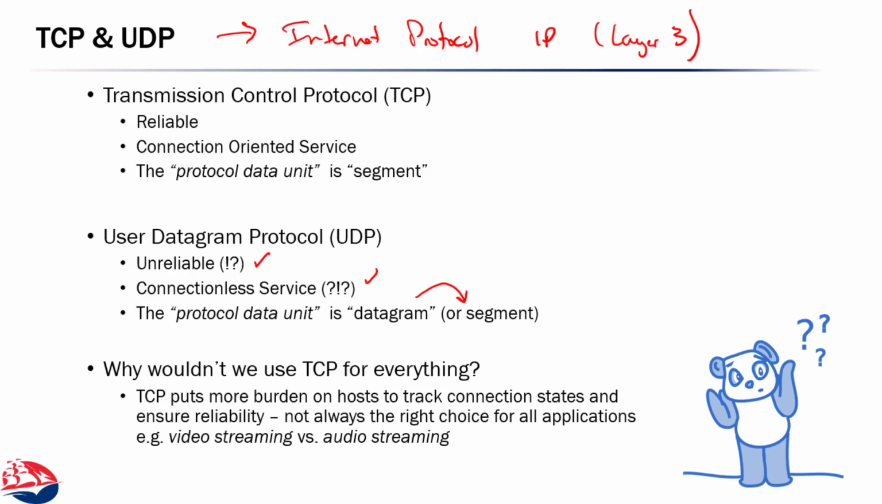So why would we want to use an unreliable connectionless service? Well, the cost of implementing all of this, and I don't mean like dollars and cents cost. Typically, we're talking about time and resources cost, is much higher in the case of TCP than it is in UDP. So UDP is far simpler and it's very lightweight.